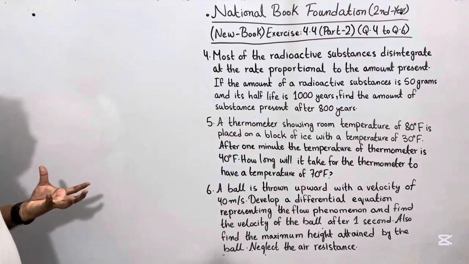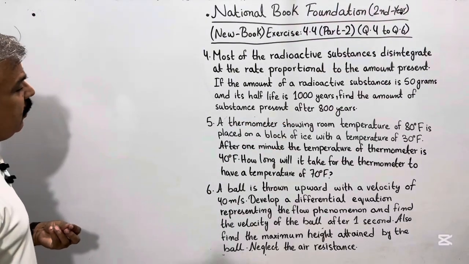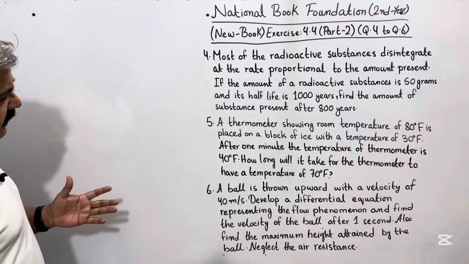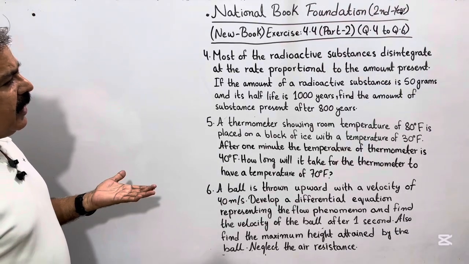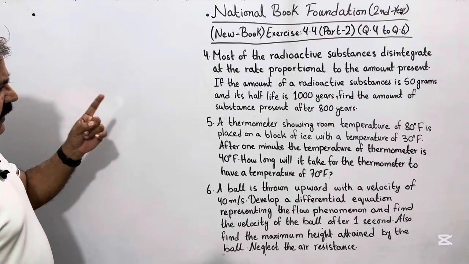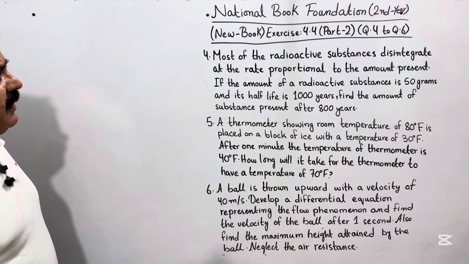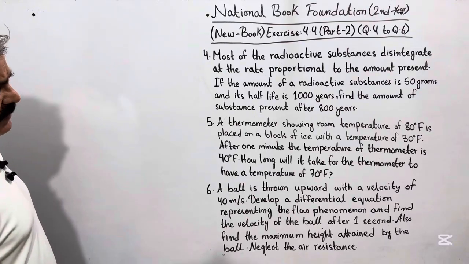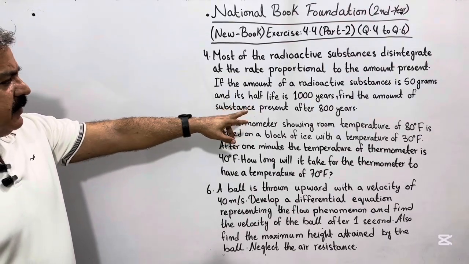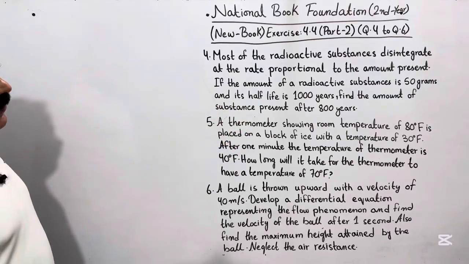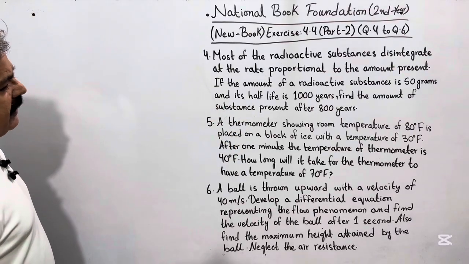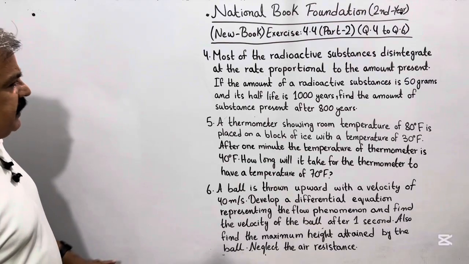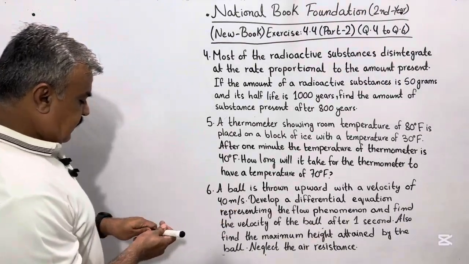We have been given a radioactive substance, and it is an open secret that they disintegrate with a half-life. They have different half-lives. In this case, the radioactive substance has a half-life of 1000 years. We have been given 50 grams. After 1000 years, it is definitely 25 grams that remains. Now we are asked to find the amount of the substance left after 800 years.